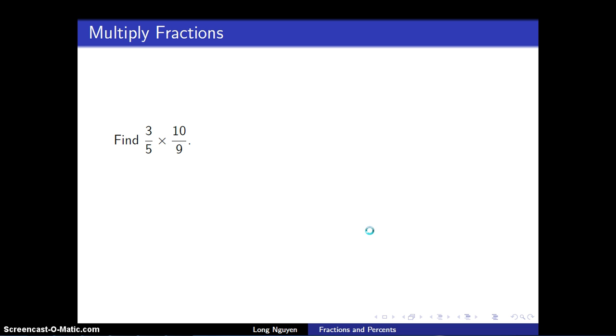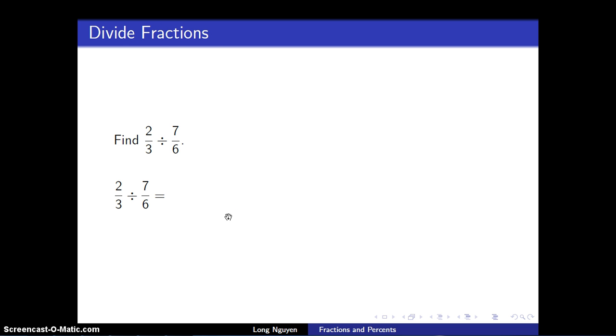Okay, how do I multiply fractions? Multiplying fractions is even easier. All I have to do is multiply straight across. 3 times 10 is 30. 5 times 9 is 45. And then I'm going to have to reduce this fraction. So if I take out a 15, then I can reduce it to 2 over 3.